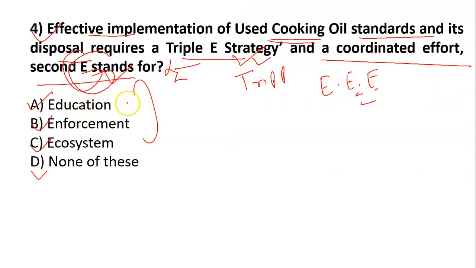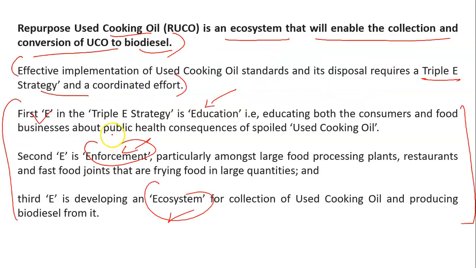Yes, these all are related to the triple E strategy, that is education, enforcement and ecosystem, but the second denotes the enforcement, right? And this enforcement means it is particularly amongst the large food processing plants, restaurants and fast food joints that are frying food in large quantity, right? So this is the triple E strategy.